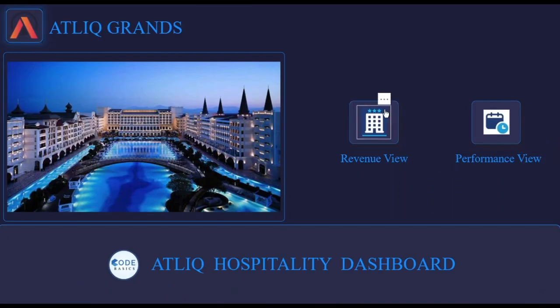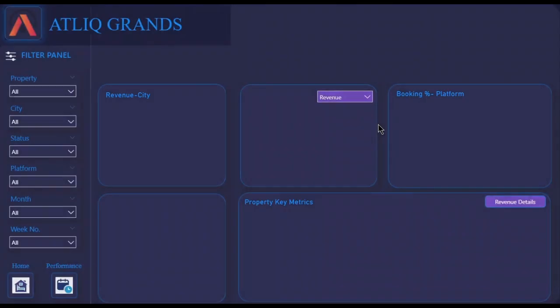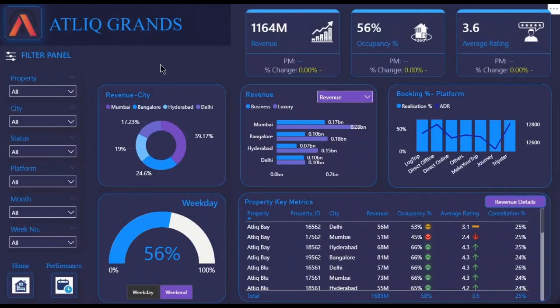In this home view tab, we have two views, revenue view and performance view. Let's start with the revenue view. So this is the revenue view of this dashboard. And here you can see we have a filter panel with certain filters for property, city, status, platform, month, and week number. And here we have some KPIs, including revenue, occupancy percentage, average rating.